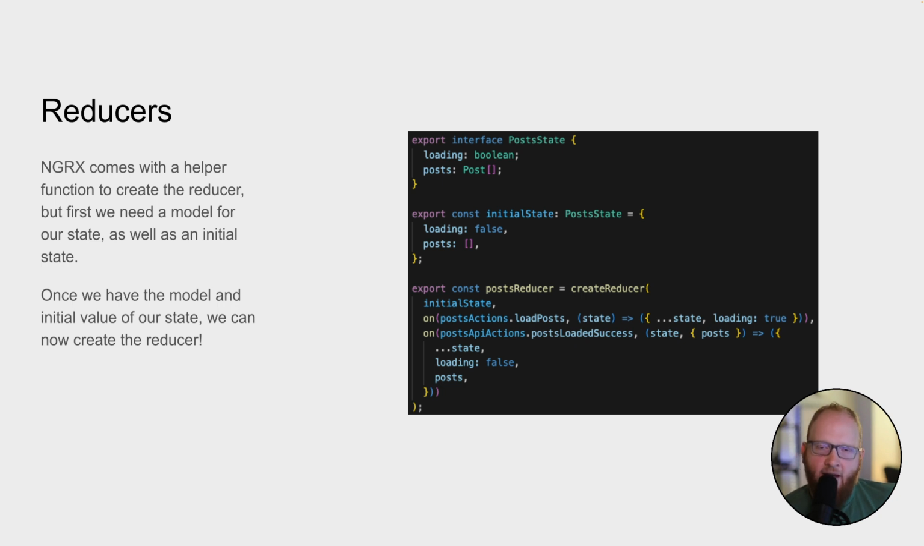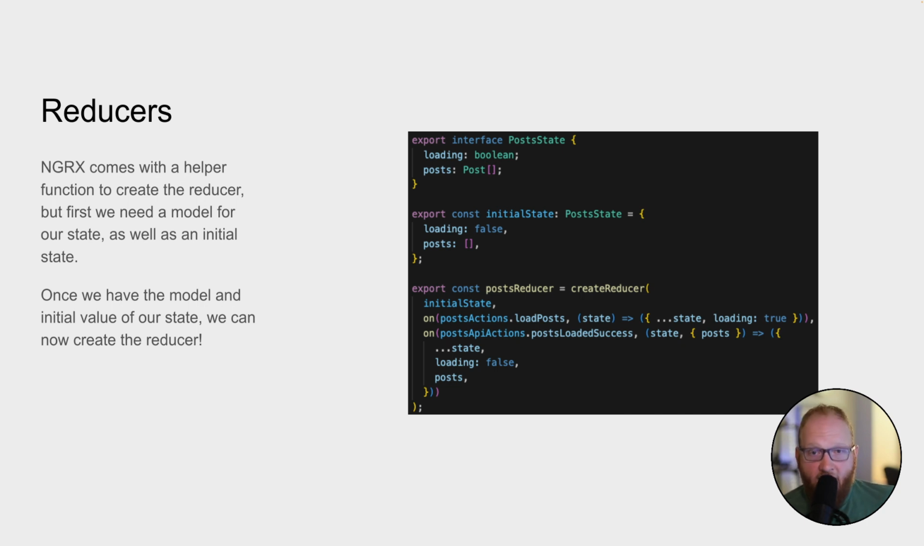And so if you notice, the way it reads is on the load posts action, you have a callback that takes the state, and if there's any payload, it'll take that payload as the second parameter, but then it returns a new state object in that callback. So on the load posts, we're taking the state, then we're doing the spread operator to get the current state, and then we're only updating the loading value to true.